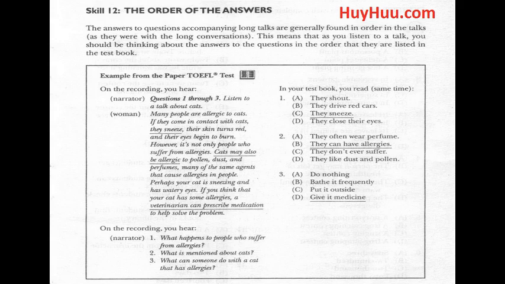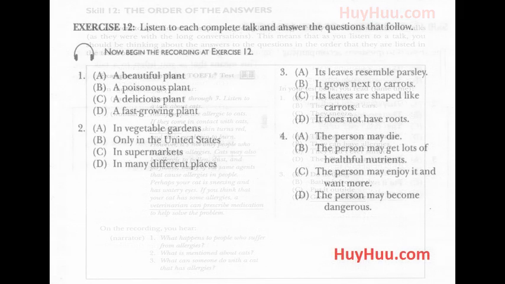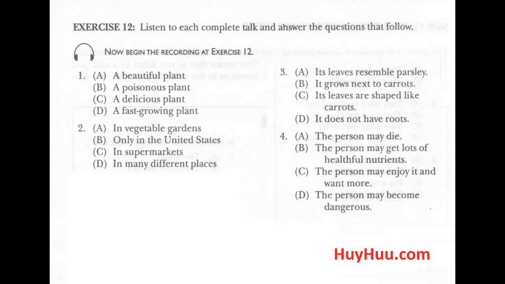Number 1. What happens to people who suffer from allergies? Number 2. What is mentioned about cats? Number 3. What can someone do with a cat that has allergies? Exercise 12, page 60. Listen to each complete talk and answer the questions that follow. Questions 1 through 4. Listen to a lecture by a biology professor.